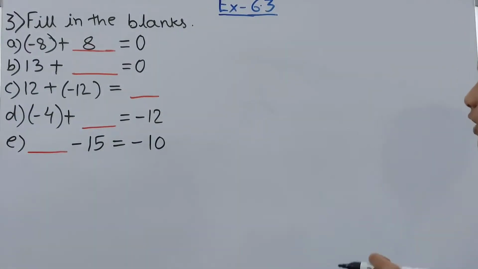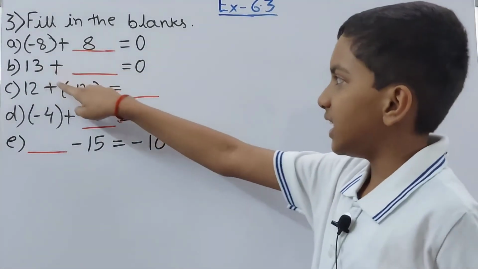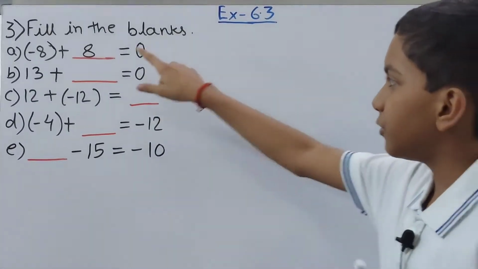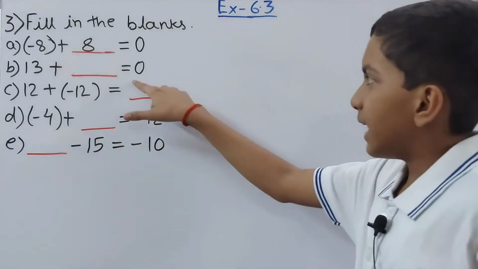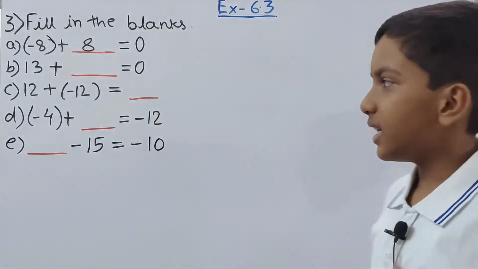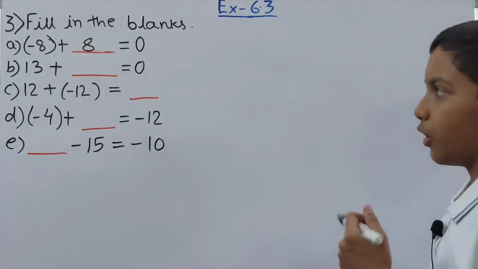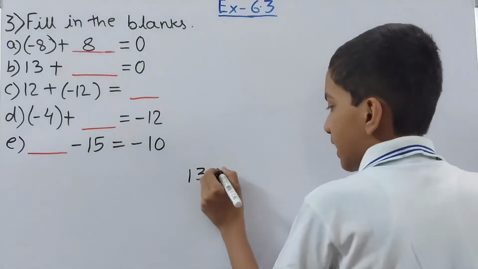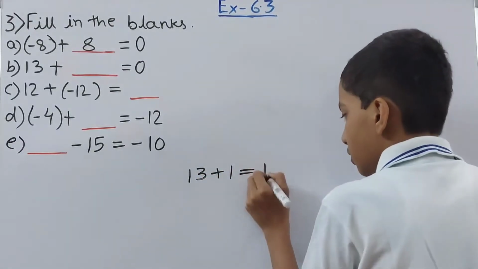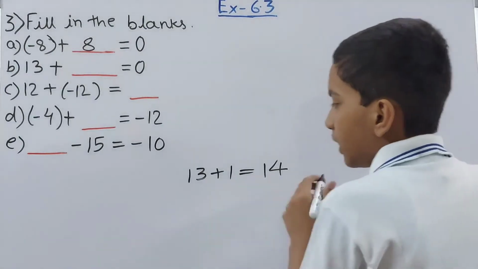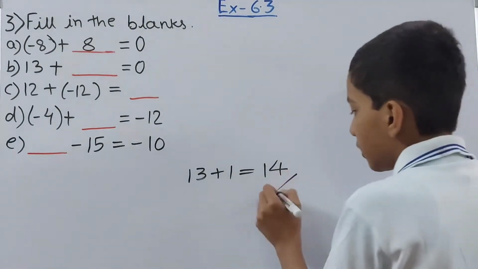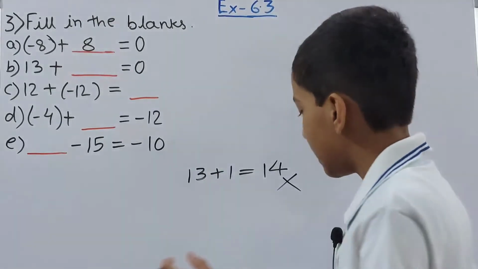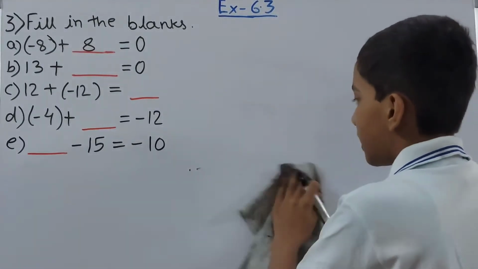Now friends, let us move on to the next question. So this is 13 plus a blank is equal to 0. So we have to fill a number in here that will give us 0 when we add it to 13. But this is not possible, because if you add 1 even to 13, that is 13 plus 1, that is equal to 14. So if you keep on adding numbers, you are not going to get 0 over here. That means eventually you will have to subtract the numbers.